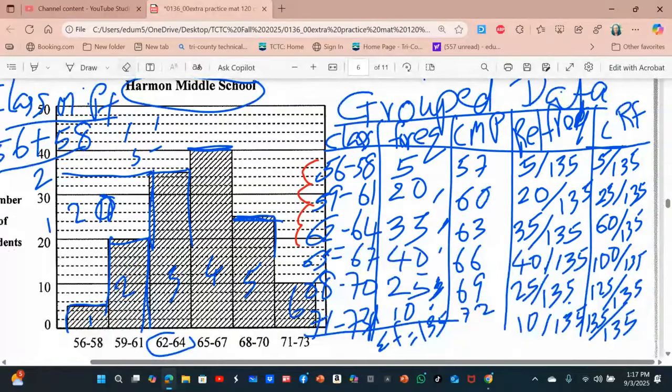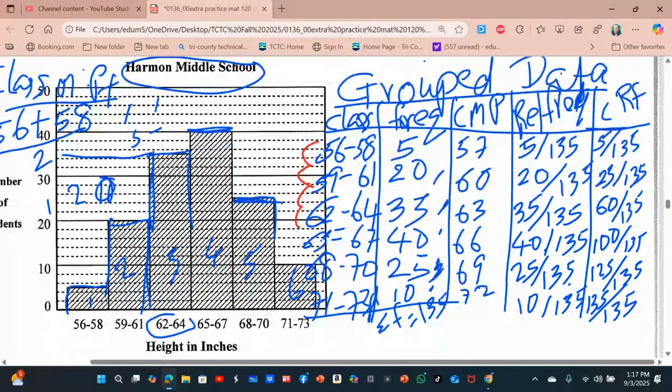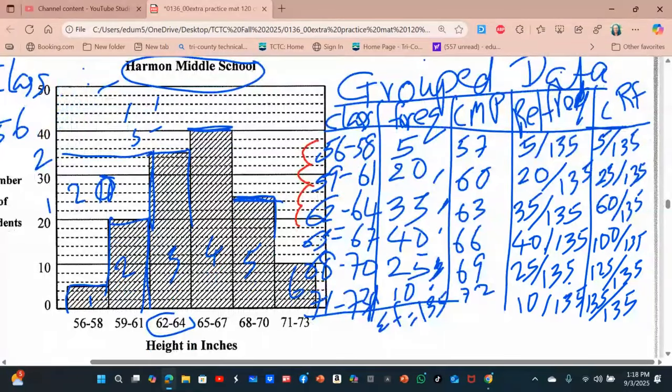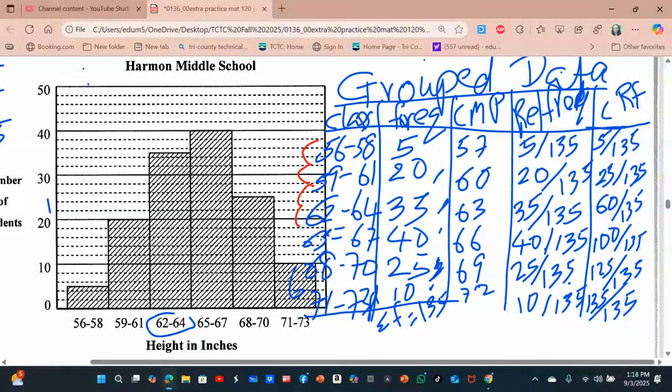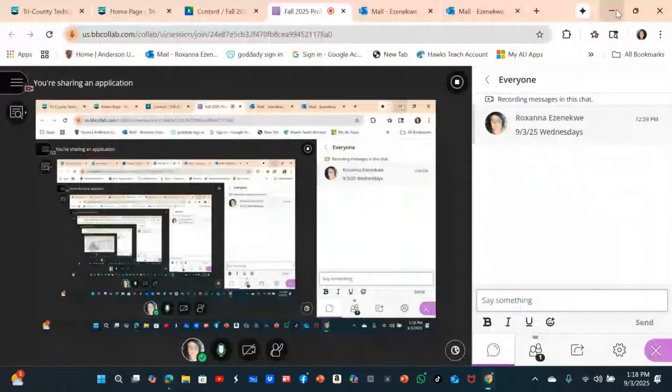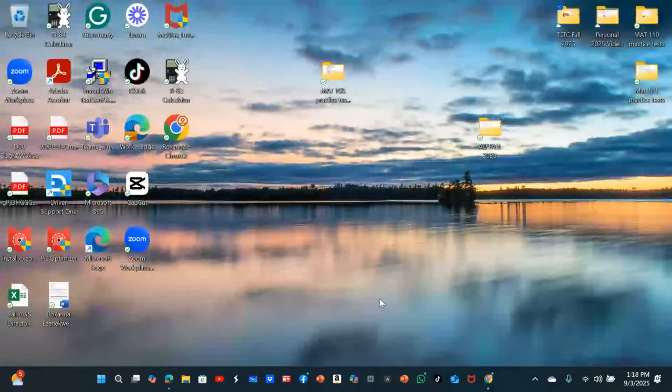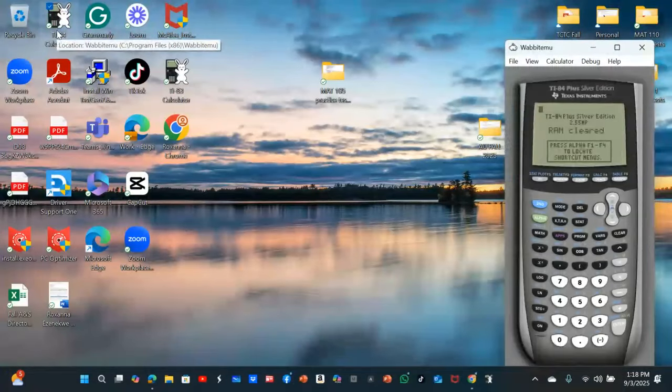So I'm going to get the class midpoint, put it in my calculator. All right, so the next question is find the 5-number summary of this data. What I'm going to do is pull up my calculator to find the 5-number summary. When I get the 5-number summary, I will draw a box plot also.